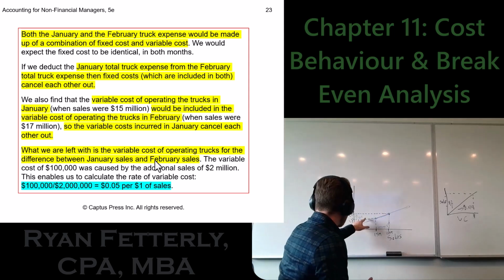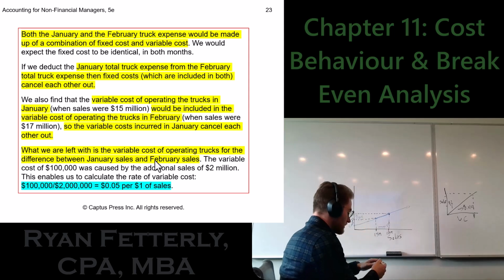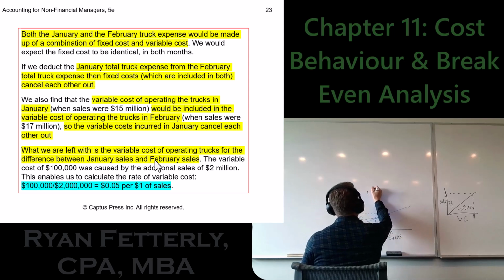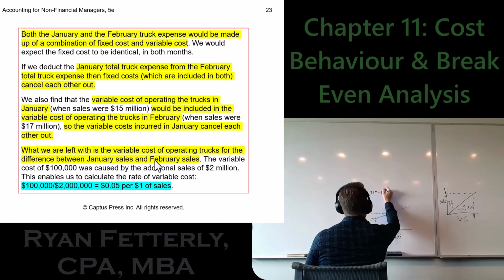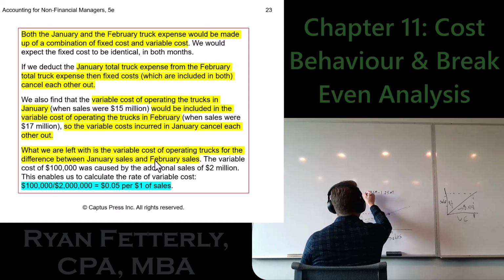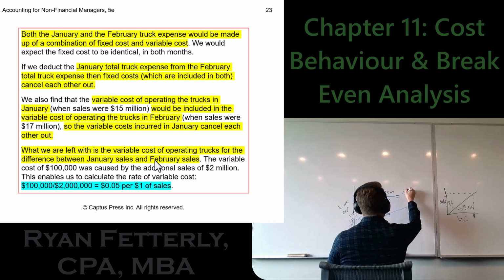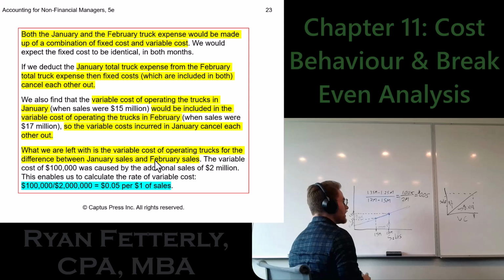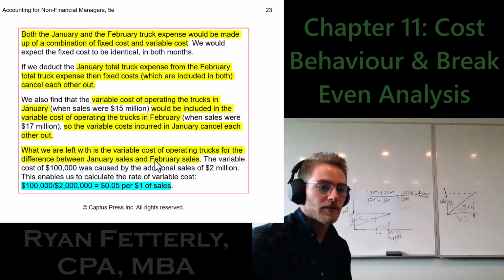So we have a 100K increase and then a 2 mil increase. Again, if I go rise over run, x2 minus x1, I go 1.35 million minus 1.25 million, and then I divide that by the 17 million in sales minus the 15 million in sales. What I'm going to get is 100K divided by 2 million, which gives me 0.05. This means that every time my sales go up by $1, my variable costs go up by 5 cents.